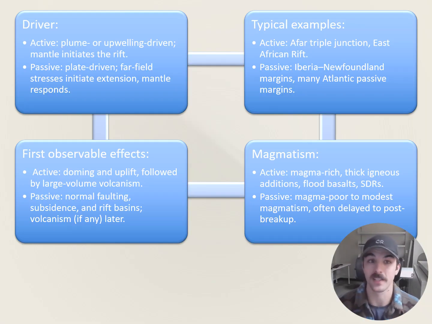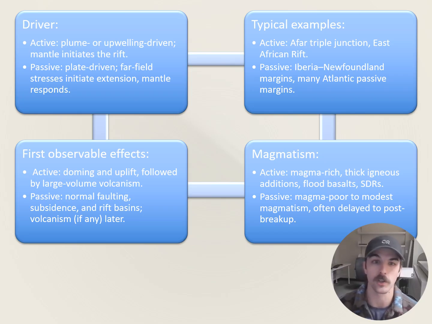So just to wrap things up here, we talked about drivers, active and passive. In active, it's plume or upwelling driven. Mantle initiates the rift. And in passive, it's plate driven. So these are far-field stretches that initiate the extension. Typical examples would be the Afar Triple Junction for active, the Iberia-Newfoundland margins for passive. Magmatism: you're going to have a lot of magmatism with active, not a lot with passive.